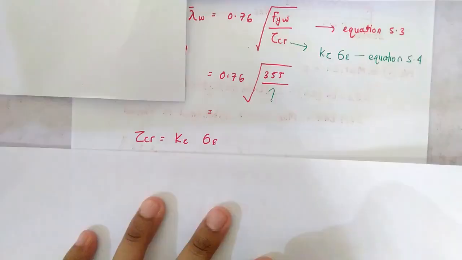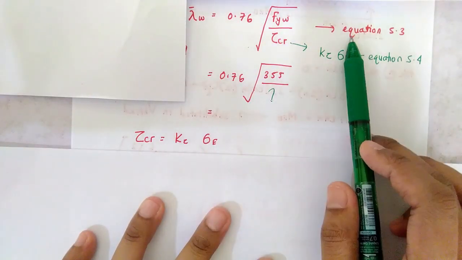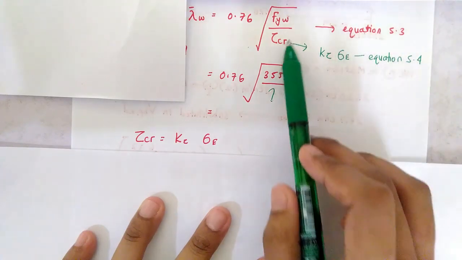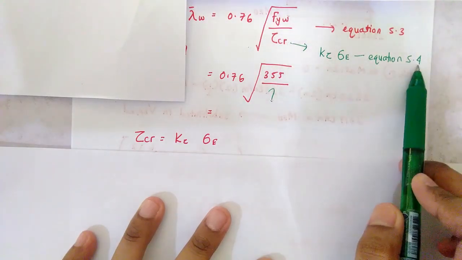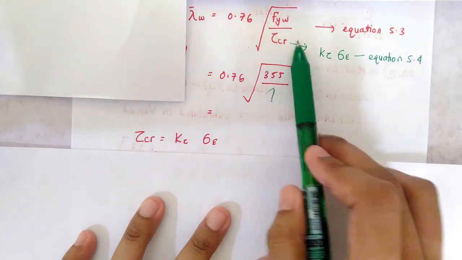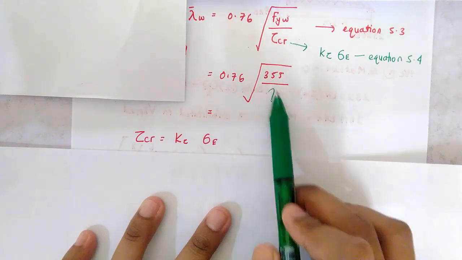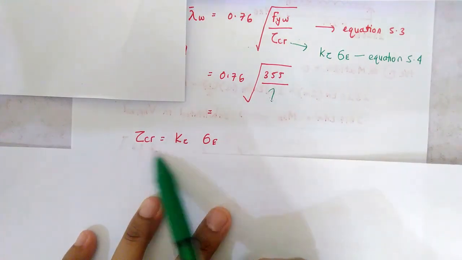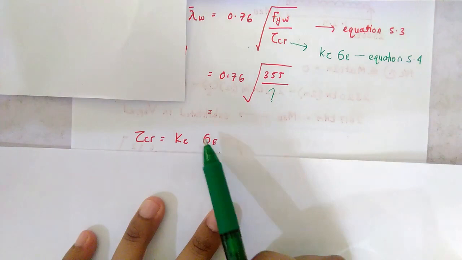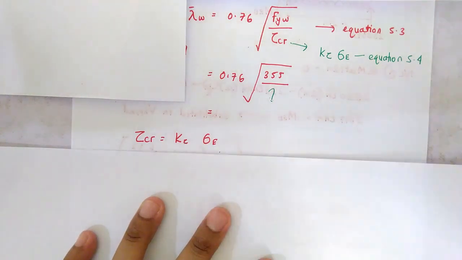So students, now we know that the slenderness parameter comes from equation 5.3, and this comes from equation 5.4. The only thing that we need to find is this parameter. We do not know it yet, so we need to calculate it using these equations. It was calculated before, if you can still remember.